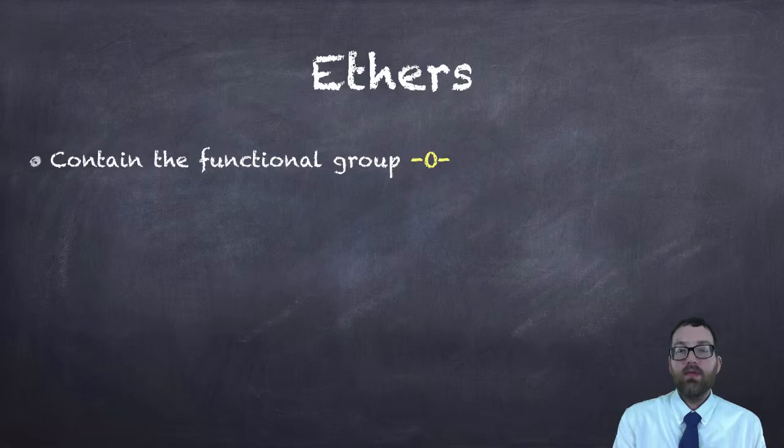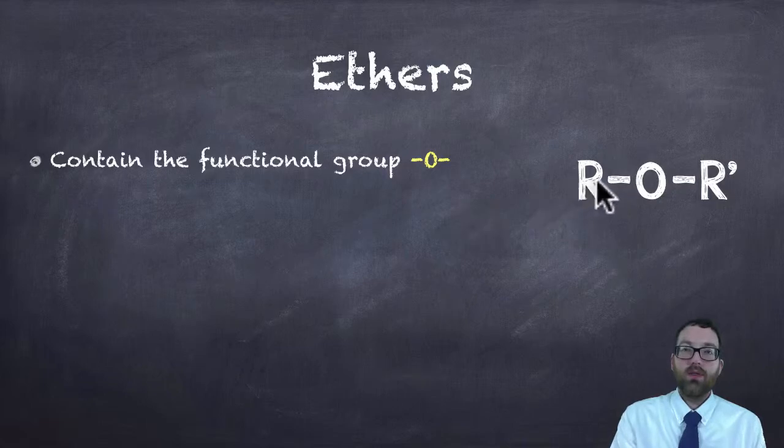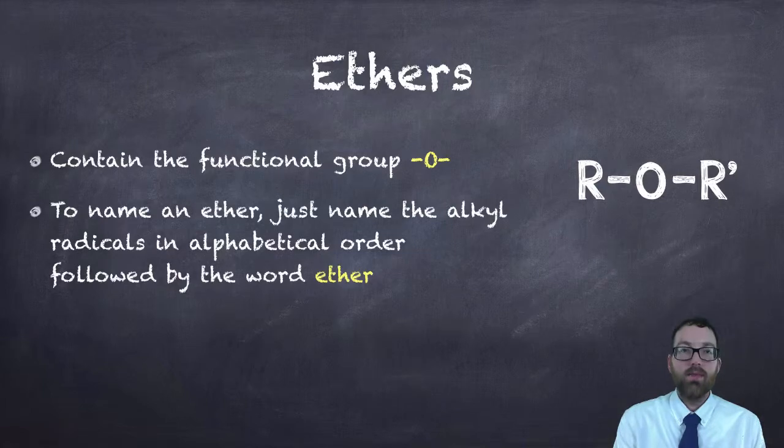Next, we have ethers. So ethers contain the functional group single bond O single bond. So this is what they would look like structurally. R stands for hydrocarbons to the left. Then I have a single bond O single bond somewhere in the middle of the molecule. And then R prime means hydrocarbons going to the right. So to name an ether, you just name the alkyl radicals that are attached to either side of this oxygen in alphabetical order, followed by the word ether.